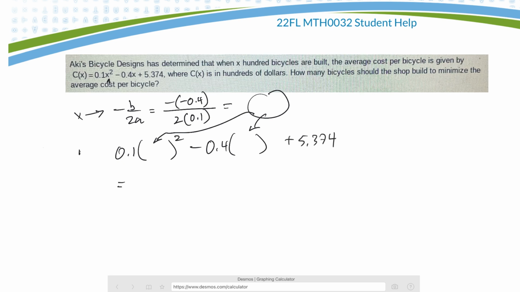Now, one of the issues with this one is that they say 100 bicycles. So whatever number you come up with, say it's 6, for example, that would mean it's 600 bicycles. The average cost to build the bike is also in hundreds of dollars. So if this comes out to, I don't know, 0.8, something like that, you'd have to multiply that by 100 to figure out what the cost per bike would be. I won't do it, but hopefully you have the idea. If you have questions, though, ask me.